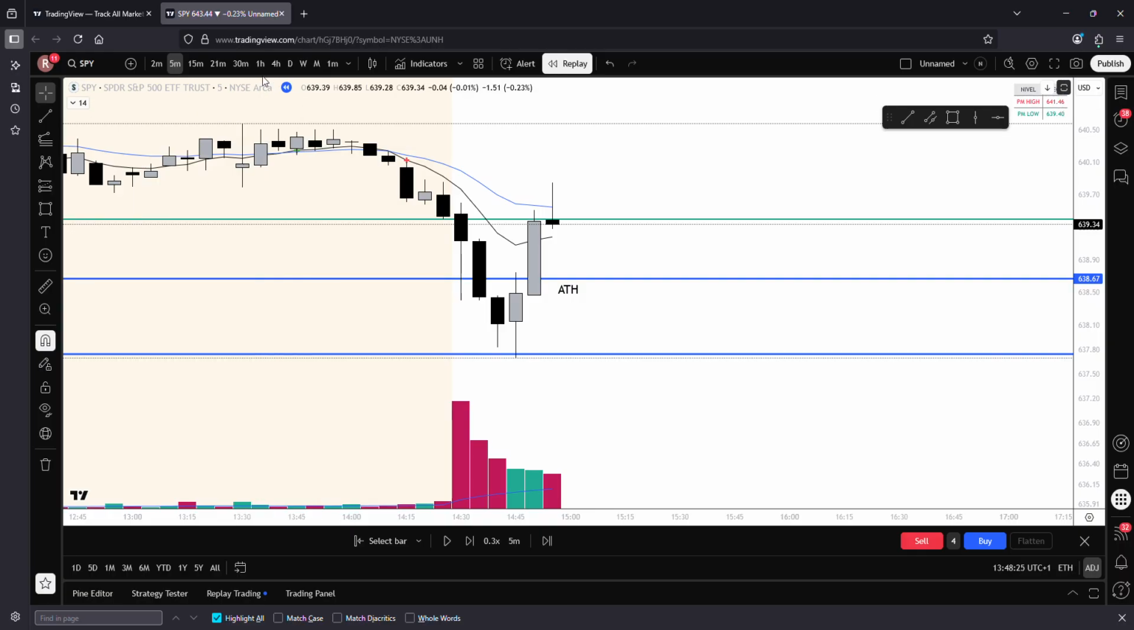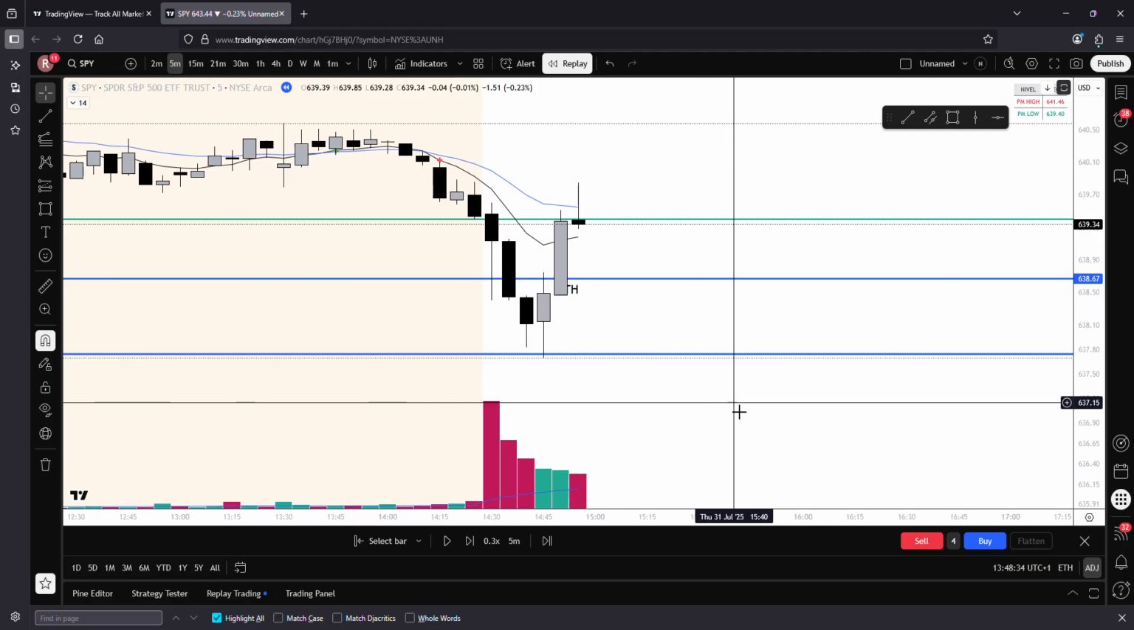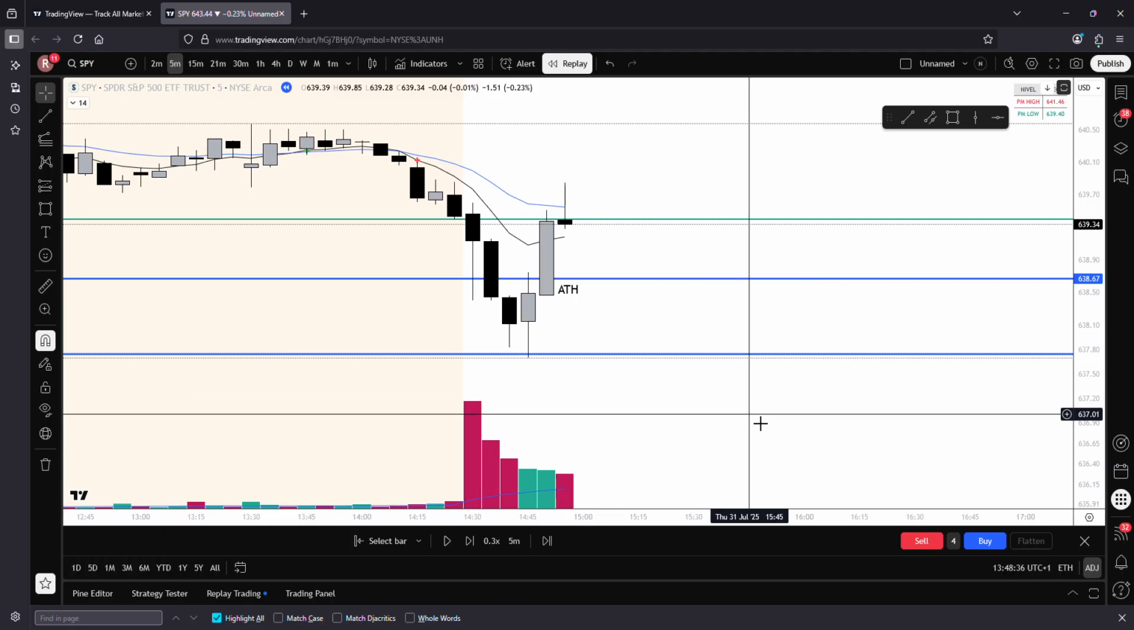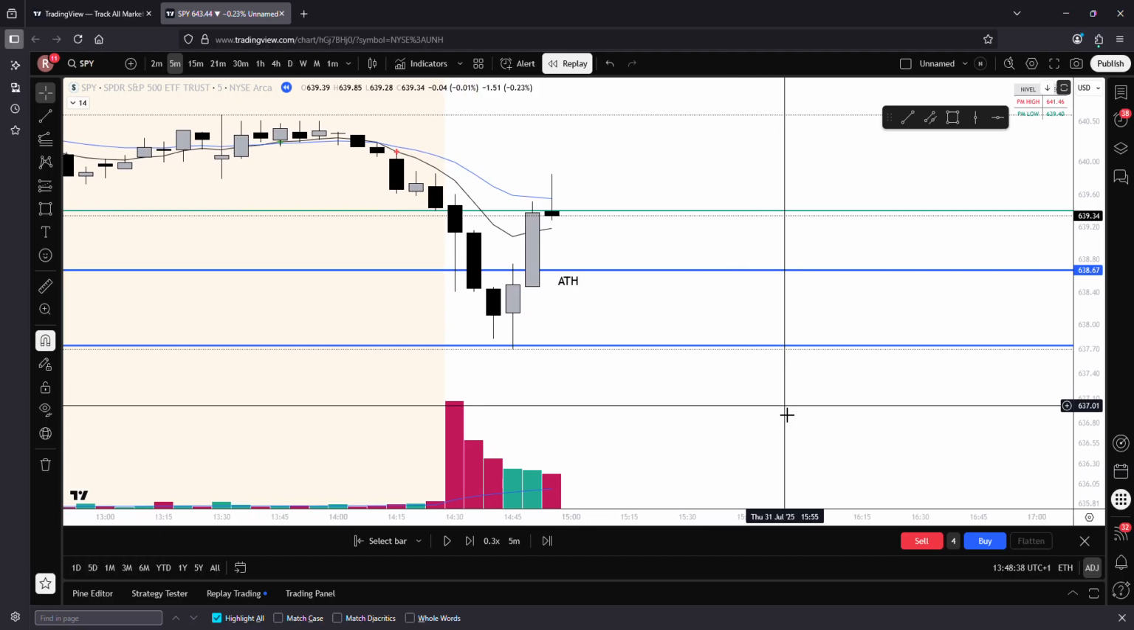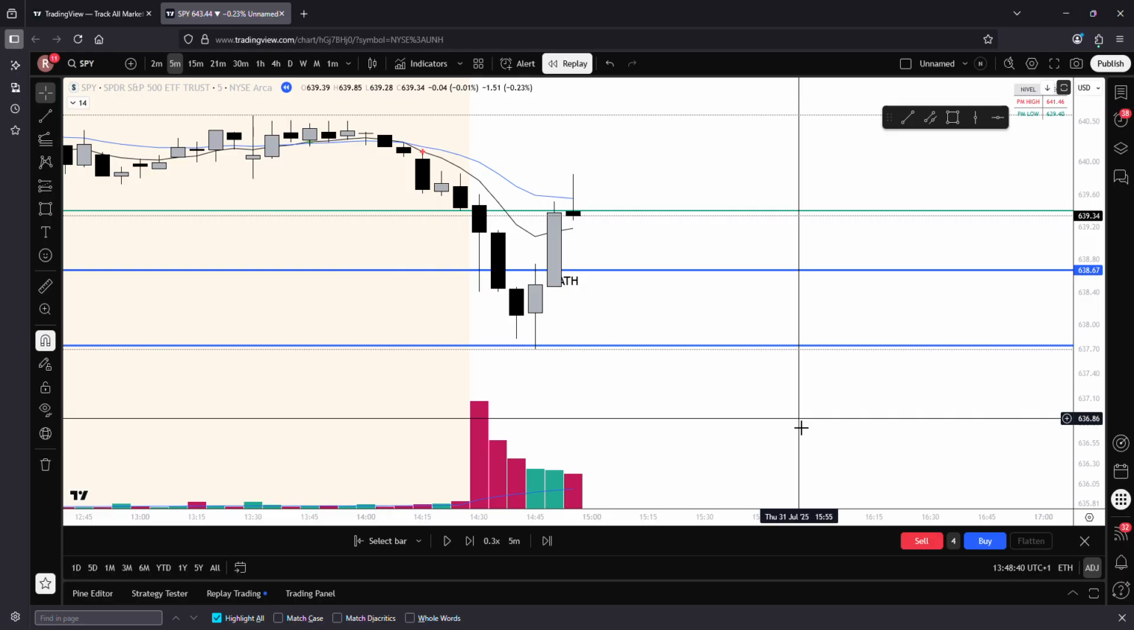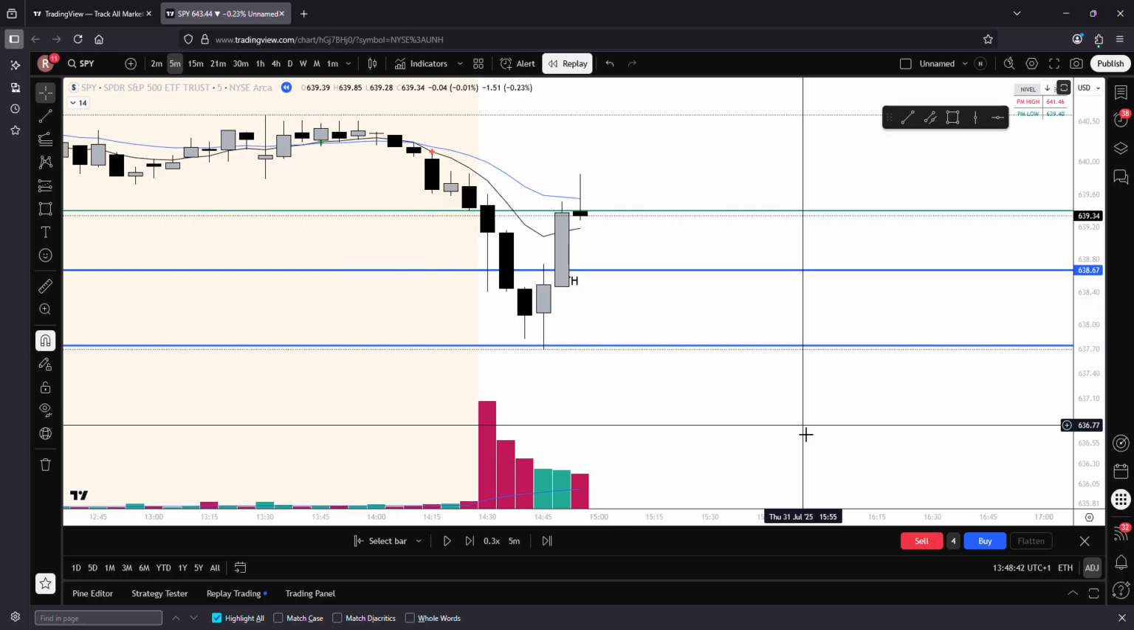Again, I like to use multiple time frames through the day. Use hourly, 15, 5, 2, and the 1. I like to see how things are shaping up across different time frames, and of course the volume profile changes throughout different time frames also.